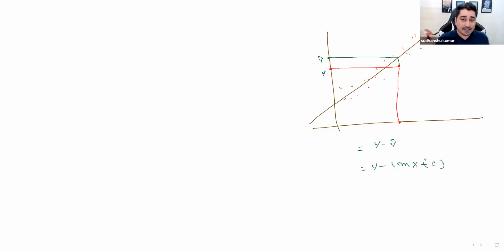So Y minus Y hat is nothing but the difference between my original value, meaning the outcome which I was looking for, and the expected value. Now that is something called R, or I can say this is called the residual.